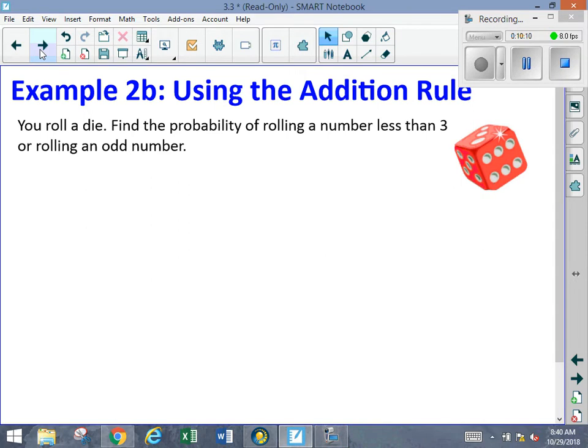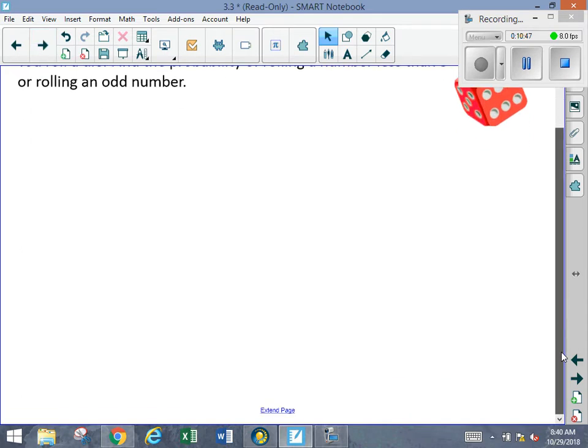Alright, so how about the probability of rolling a number less than 3 or rolling an odd number? Alright, are these things mutually exclusive? Is it possible, in other words, to roll a number that is both less than 3 and an odd number? Yes, if you're counting that 1 is odd. I don't know, some mathematicians like that. Alright, cool.